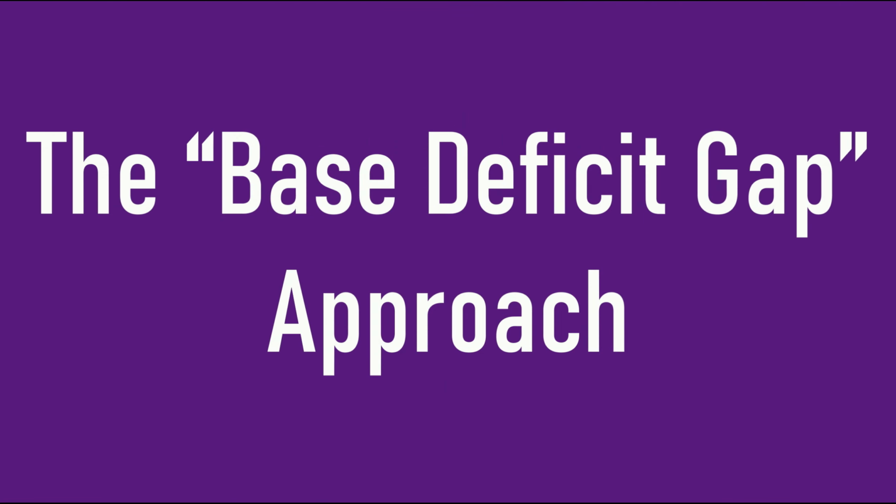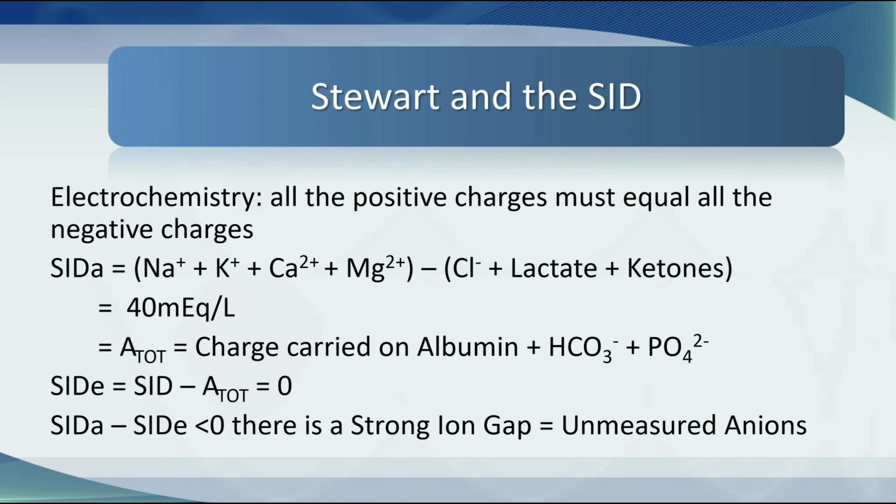An alternative to the anion gap has been proposed by followers of Peter Stewart, and I'm going to refer to this as the base deficit gap approach. In Stewart's approach to acid-base chemistry and the strong ion difference, we look at electrochemistry where all of the positive charges must equal all of the negative charges. And you're familiar with this because I just talked about it with the anion gap.